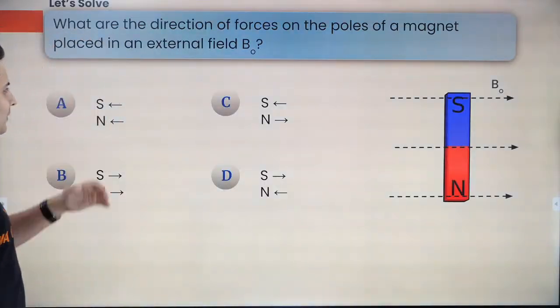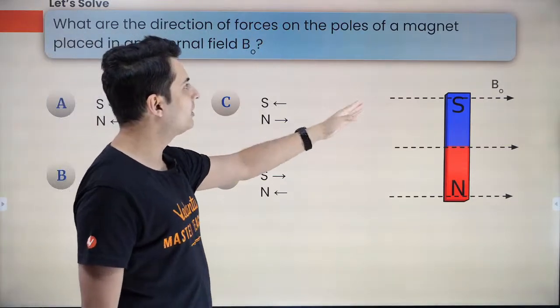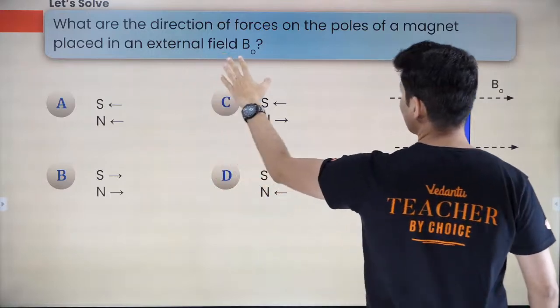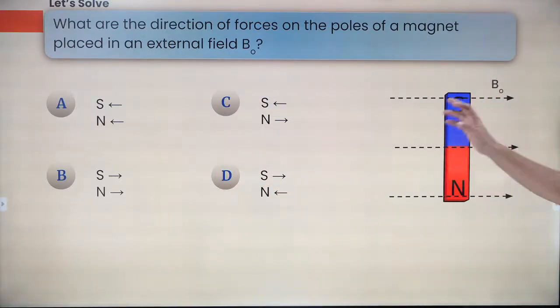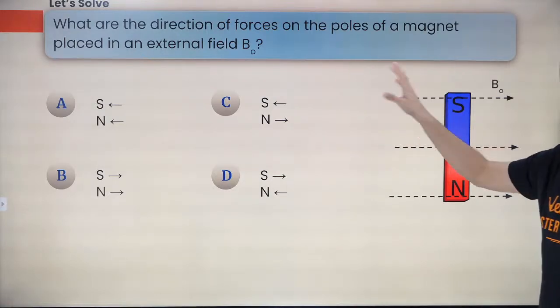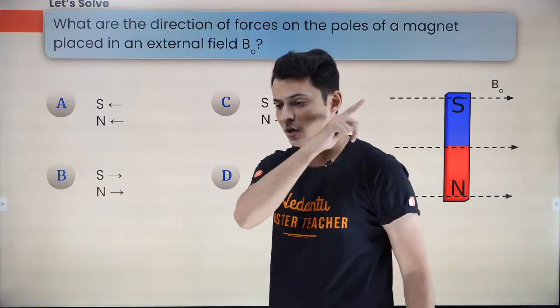Okay, so here's your first question for today. What are the directions of forces on the poles of a magnet placed in an external magnetic field B0? This is a magnet, guys. Think about it. What will be the direction of forces on the south pole and north pole? Come on, quickly let me know the answers in the chat box.